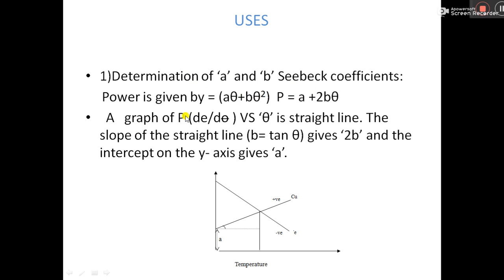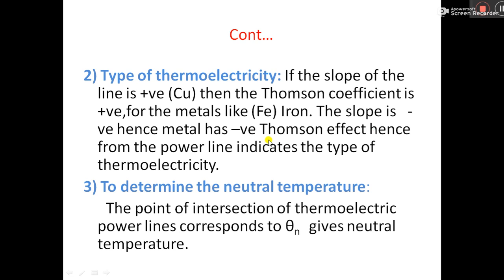Thermoelectric power is dE by dθ, that is P equals A plus 2Bθ. A graph of P, that is dE by dθ versus θ, is a straight line. The slope gives the value of 2B, and the intercept gives the value of Seebeck coefficient A.